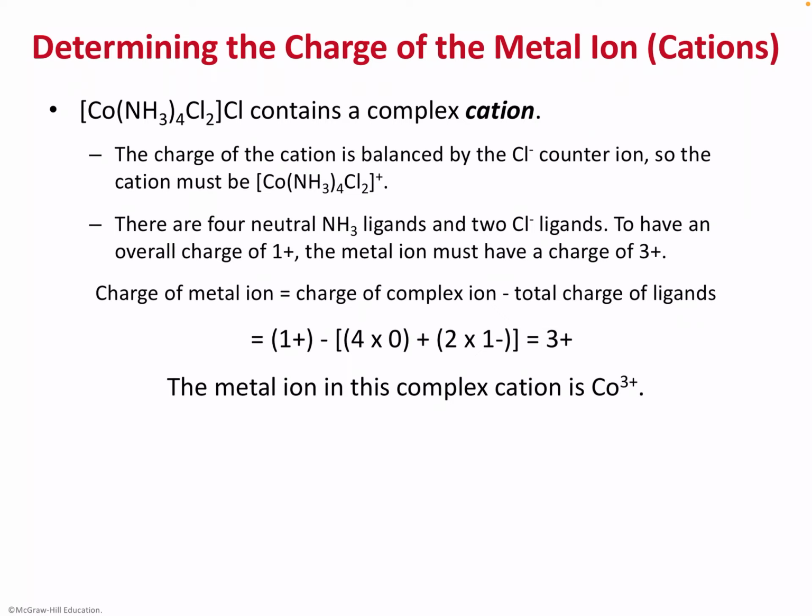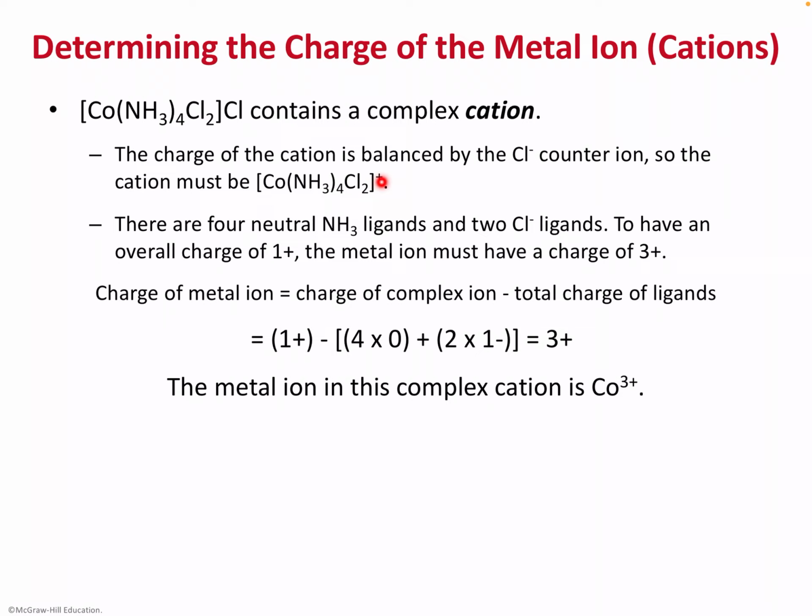Let's say you have a complex cation. How are we going to find the charge of the metal ion? Here you see chloride, and then a complex in square brackets, so you separate these two. Chloride is your simple anion and you have a complex cation. Chloride is -1, so the whole complex cation has to be +1. The charge of the cation is balanced by the chloride counterion, so the cation must be +1.